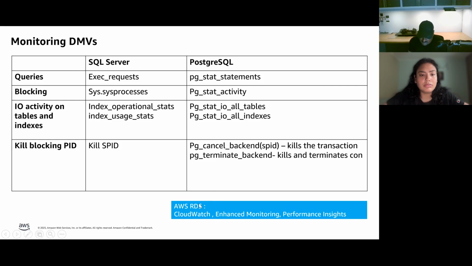Okay, and if you're using AWS RDS or Amazon Aurora, we have free tools available for monitoring. You can use CloudWatch, Enhanced Monitoring metrics, and Performance Insights, which come by default. And most of these are free, even up to certain days, to monitor your environment.